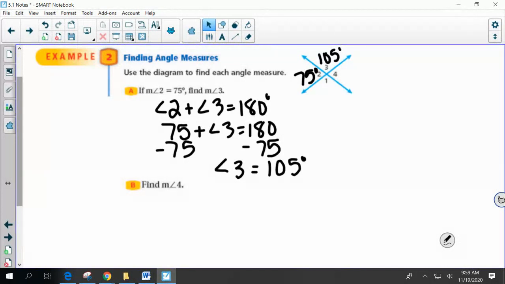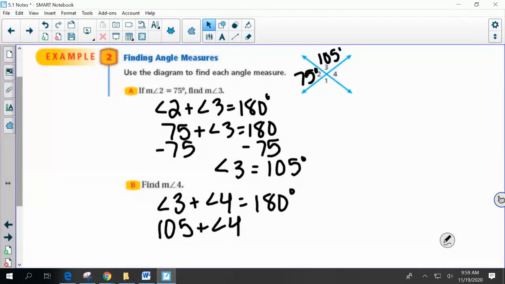Okay, so then we need to find the measure of angle 4. So how would we figure out 4? Subtract 105 from 180. So angle 3 plus angle 4 has to equal 180. And we know that angle 3 is 105. So what does angle 4 have to be? 75. Angle 4 would have to be 75.